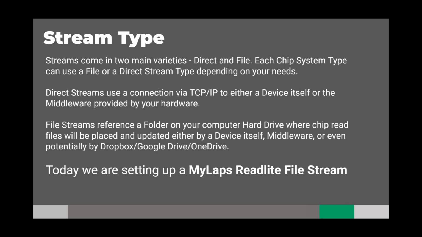File streams reference a folder on your computer hard drive where chip read files will be placed and updated either by a device itself, middleware, or even potentially by Dropbox or Google Drive or OneDrive. Some people will sync reads from a remote location, like a split point, over to their main scoring computer via one of these services. So today we're going to set up a MyLaps read-lite file stream.